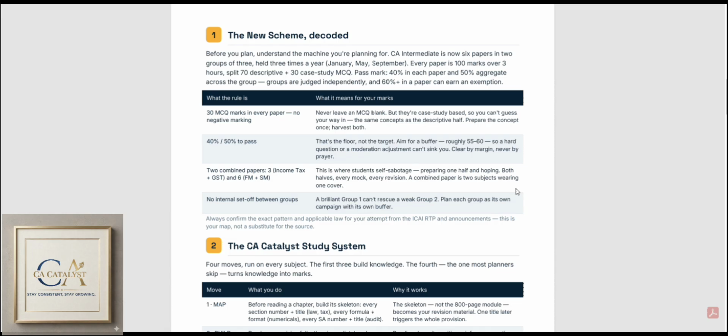Now the rule is, the 30 marks MCQ in every paper has no negative marking. This is an important thing. What is the intention behind it? The reason is that MCQs should never be left blank, but they are case study based, so you can't guess your way through. It is the same concept as the descriptive half. What you have learned in the descriptive, the same thing would apply over here.